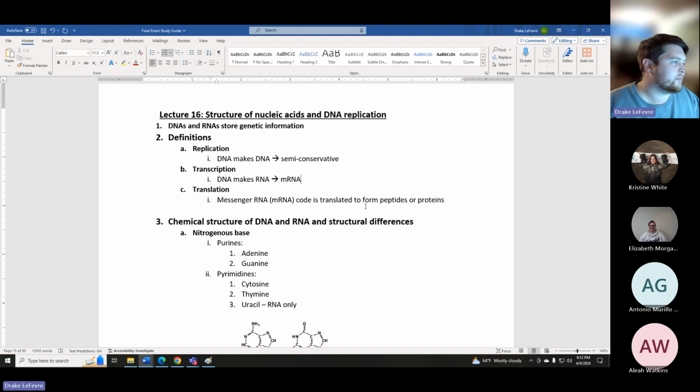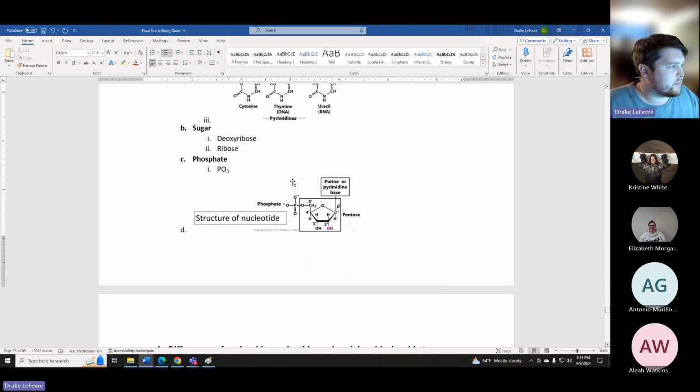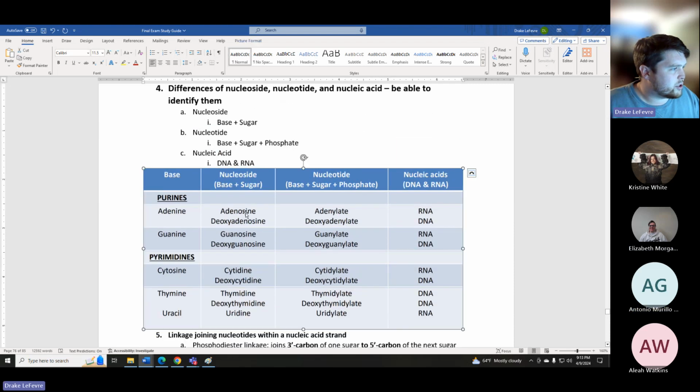And then translation, where the mRNA gets read in order to form the polypeptide chain, which then makes the proteins. How do we feel about chemical structure stuff, like purines, pyrimidines, all of this stuff? Is this okay? Can we skip this? Yeah, I'm good on it. Okay. Keep going.